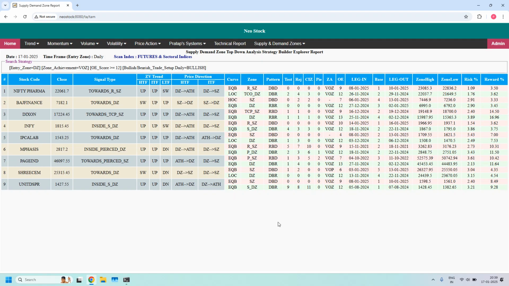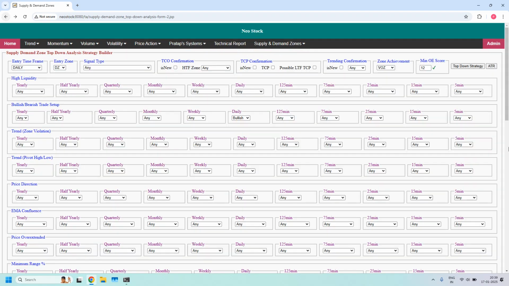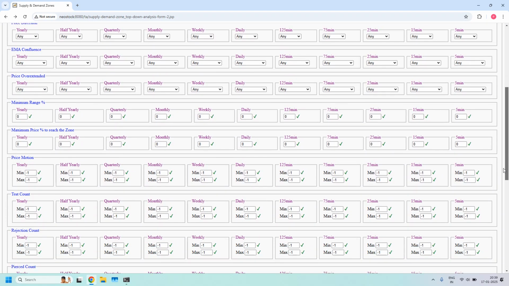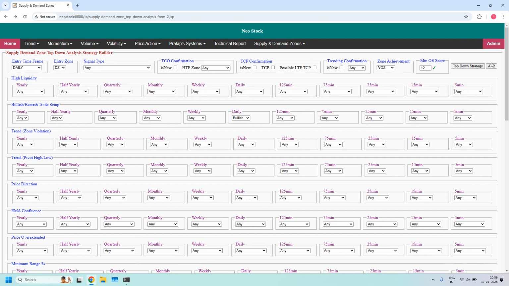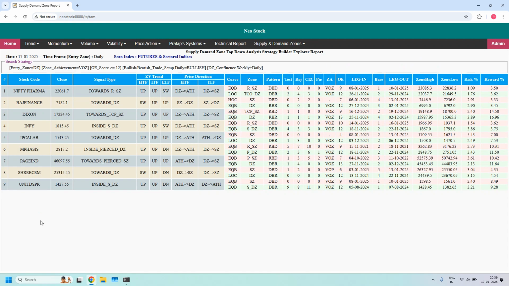Apart from that, we can also further filter based on the zone confluence. First filter is LTF and ITF demand zone confluence. That is nothing but daily and weekly demand zone confluence. I am enabling that filter. With this filter from 9 stocks, all 9 stocks remain. That means all 9 stocks are having zone confluence with weekly time frame. All these daily zones are part of the weekly zone. And the weekly trend is up in all these stocks.